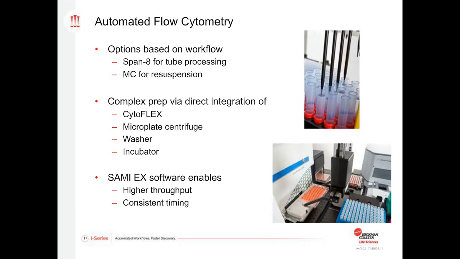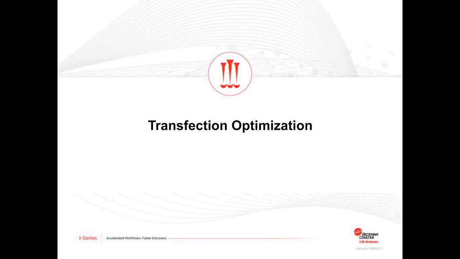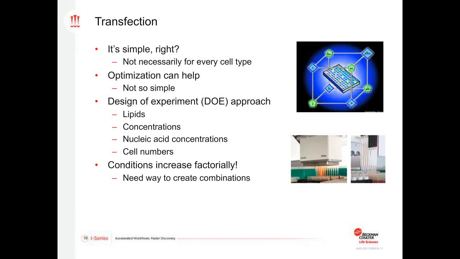So we'll now move on to another example, being transfection optimization. So when I think of transfection, it seems relatively simple. Essentially, it's just combining a lipid with a nucleic acid and putting it on top of cells. However, it's not necessarily simple for every cell type. And because of this, an optimization approach can help. Unfortunately, optimizing transfection conditions is not so simple.